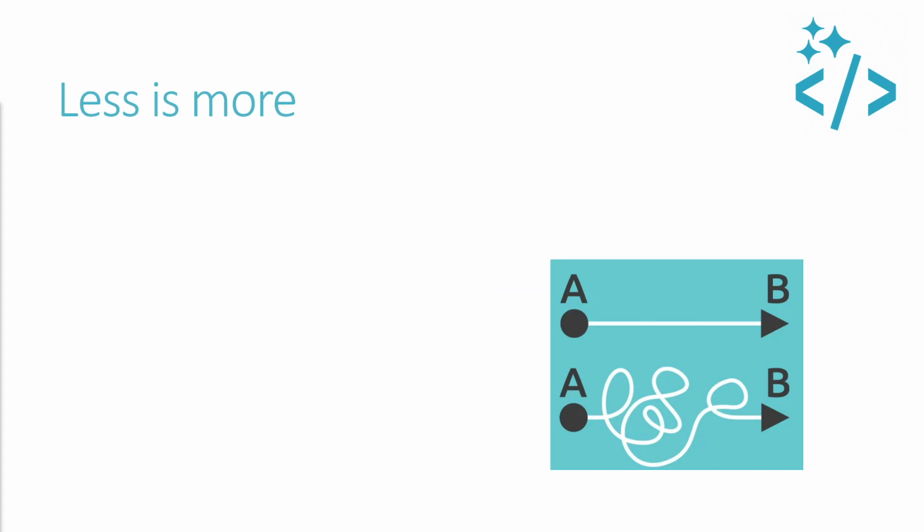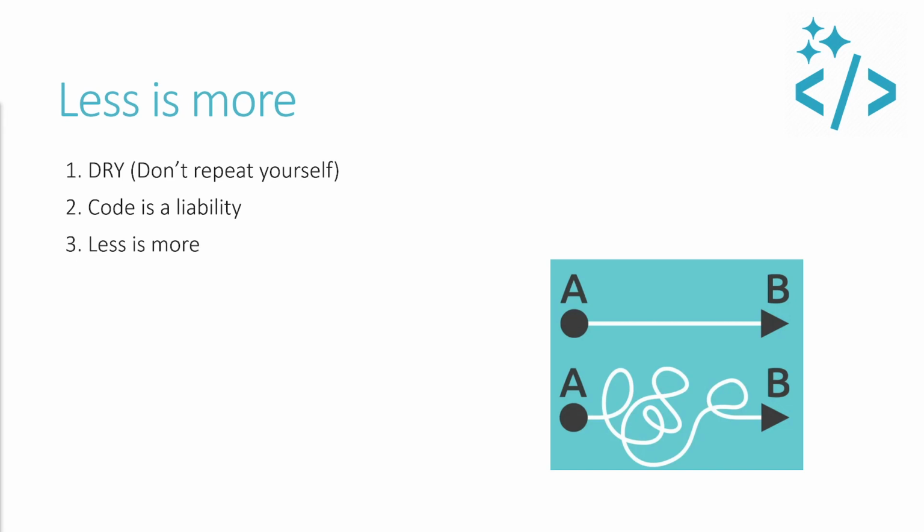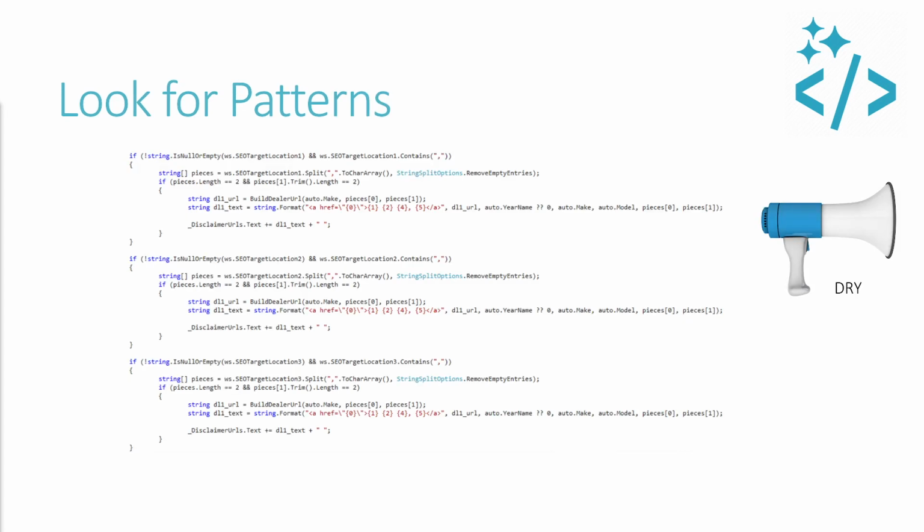Less is more applies also to software development. We have this "don't repeat yourself" principle. If we have code which is repeated in different places, we should extract this to a common method. Code is a liability, and basically less is more also in our code. We see an example right next.